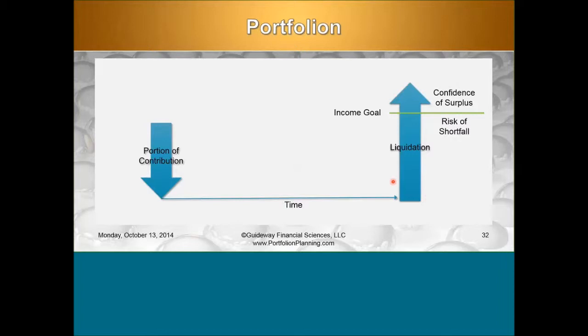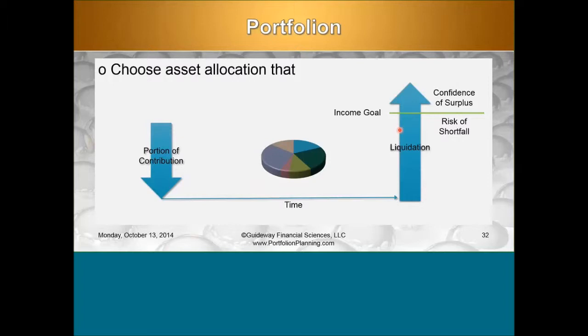The way it works is the portfolion is created and a portion of the contribution is put into the portfolion. It's invested for a fixed amount of time and then it's liquidated. Because it's a very simple portfolio, it's very easy to optimize that asset allocation. We're going to choose an asset allocation that maximizes the goal for a given risk. We've talked about that risk of shortfall and the projected income, and this is the portfolio version of that.